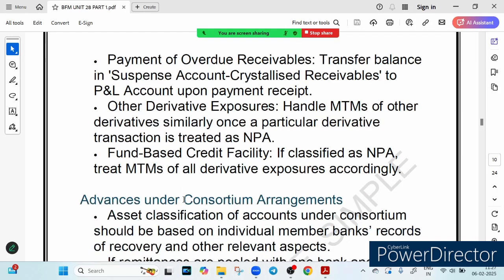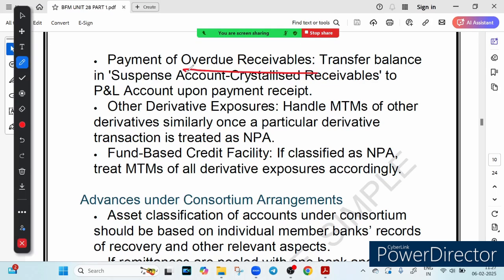So what happens when the borrower finally pays the overdue receivable? Now suppose whatever was due has been paid by the borrower, what will happen? So simple, we transfer the amount from the suspense account, that is crystallized receivable, directly to the profit and loss account, right? We just transfer whatever amount was in the suspense account to the profit and loss account. This is like getting your late payment and finally recognizing it as income in the books. So that is what will happen after the payment of the overdue receivable.